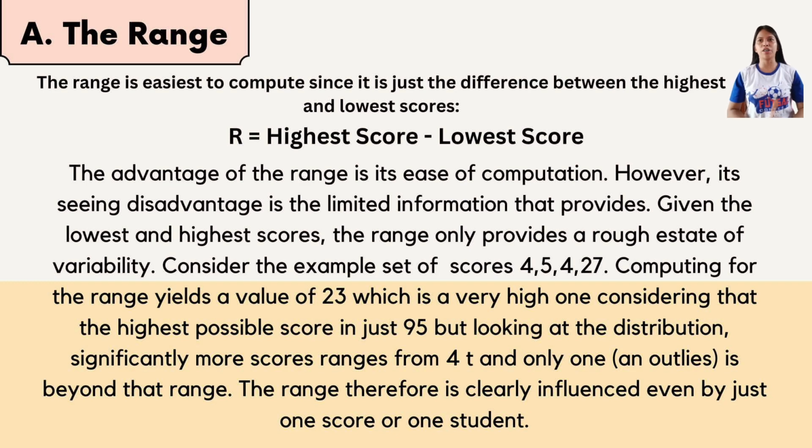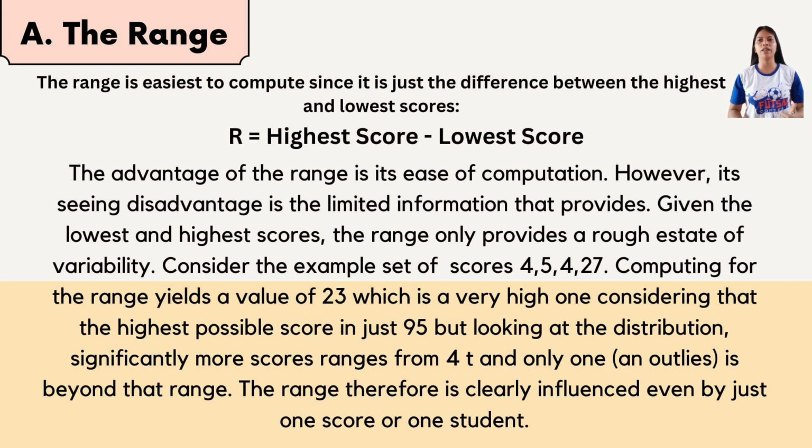The range is easier to compute since it is just the difference between the highest and lowest scores. R equals highest score minus lowest score. The advantage of the range is its ease of computation. However, its disadvantage is the limited information that it provides, given only the lowest and highest scores. The range only provides a raw state of variability.